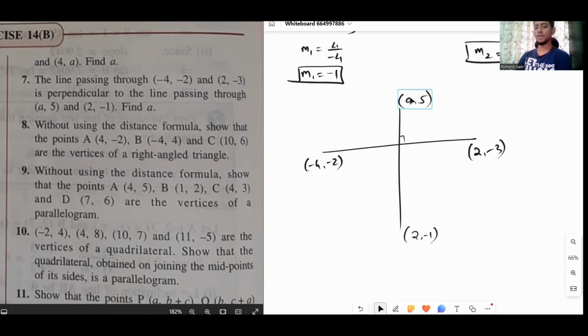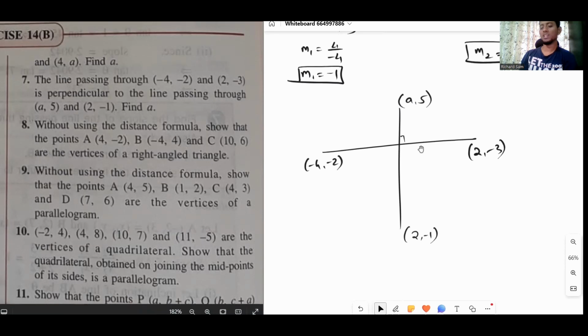Okay, now A is missing. You have to find this A. How do we do this? As soon as you hear the word perpendicular, you should know what. If two lines are perpendicular, what do you know about it? There's only one thing you know about it: the slope. If they're parallel, the slopes are equal. If they're perpendicular, their m1 into m2 is equal to -1. Don't forget that. We just saw that today.